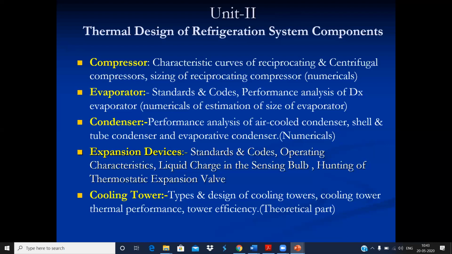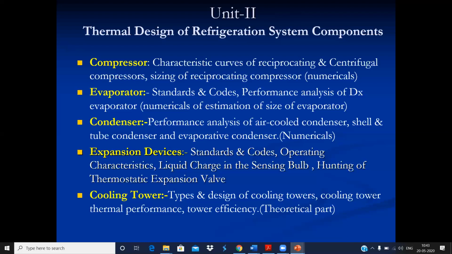So we'll mainly focus on that particular aspect of the expansion device, besides just focusing on different types of expansion devices. But from the exam point of view, these contents are important. Cooling tower: we have one experiment on cooling tower, but mainly we will discuss the different types and design of cooling tower, that is, how to analyze the performance of a cooling tower. That aspect we are going to cover.